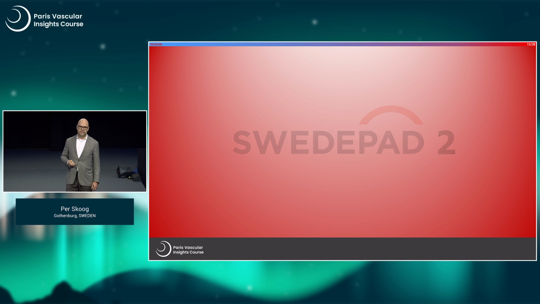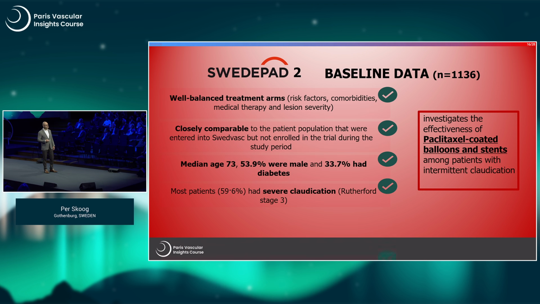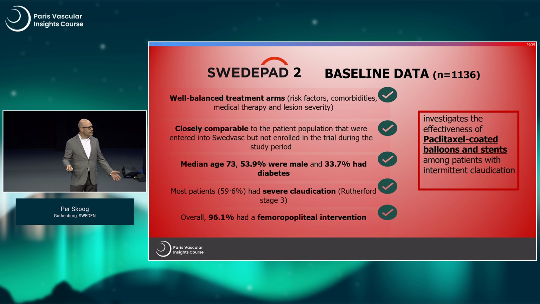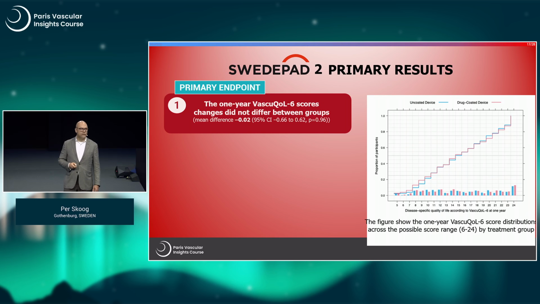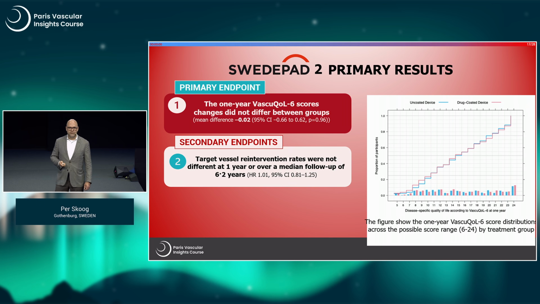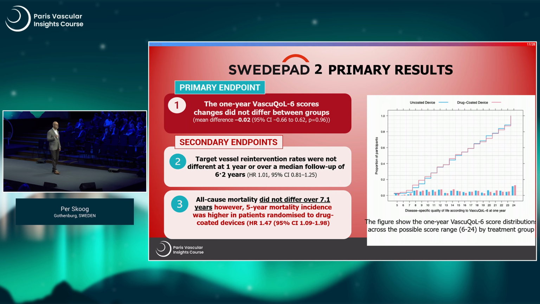SWEDEPAD 2, the claudicants. We have there as well a very balanced randomization. They mimic the Swedish claudicants accepted for endovascular intervention. And there was quality of life at 1 year, and there was no difference between drug-coated or uncoated devices. For secondary endpoints, we didn't see any difference in target vessel reintervention between the groups. And we didn't see any all-cause mortality difference in the total follow-up of 7 years. However, after 5 years, there was a significantly increased mortality in the drug-coated group.